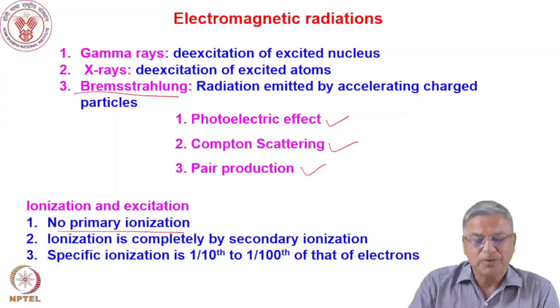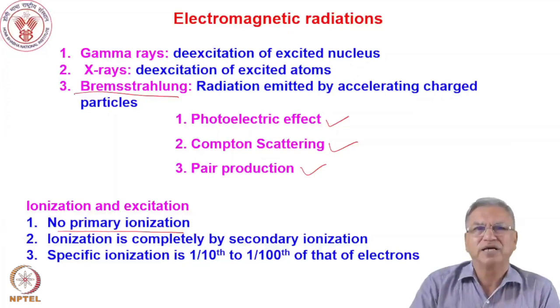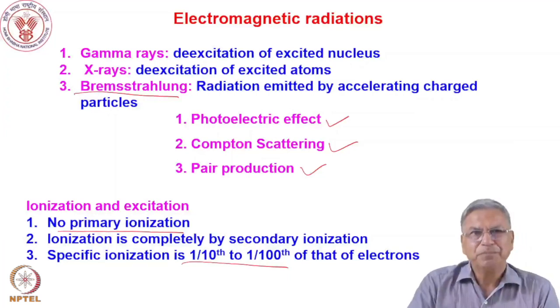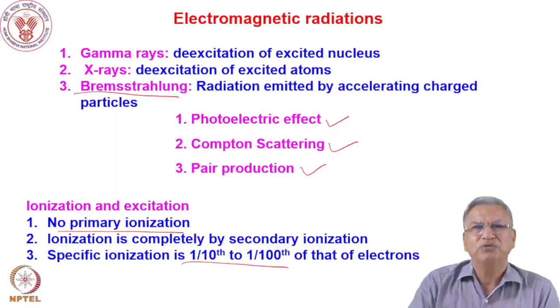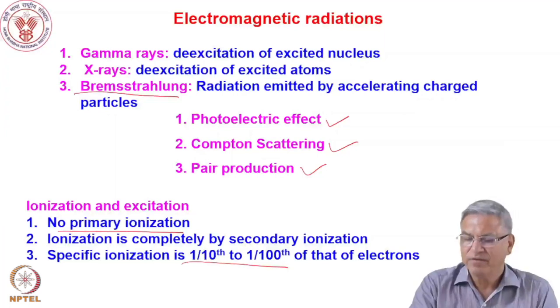Another important point is that since gamma rays are photons, their specific ionization is very small compared to that of electrons, so their ranges are very high. It is about 1/10 to 1/100 of the electrons. Specific ionization means the number of ion pairs produced per unit thickness in the medium. That is very small, and that's why gamma rays, or even X-rays and Bremsstrahlen, all travel a long distance in any material. But we will discuss very soon that it's the high-Z materials which can stop gamma rays effectively, and so they are the ones used to stop these gamma rays.